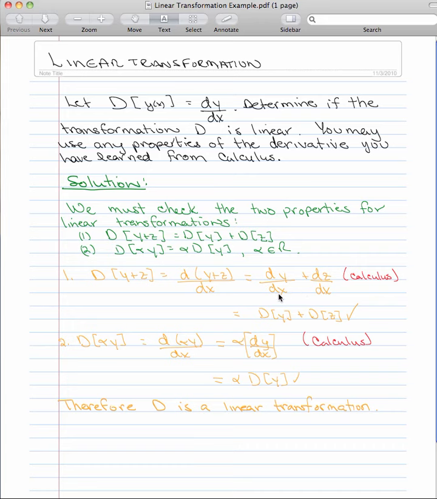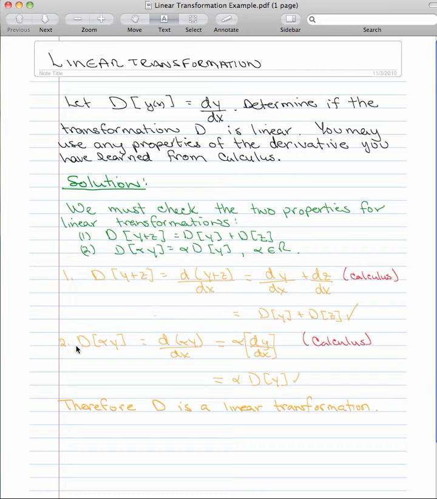Looking carefully, we know that the derivative of y with respect to x is just what we are calling D of y, and the derivative of z with respect to x would then just be D of z. So it is true that for this particular transformation, D of y plus z is equal to D of y plus D of z. Now we need to check the second property.